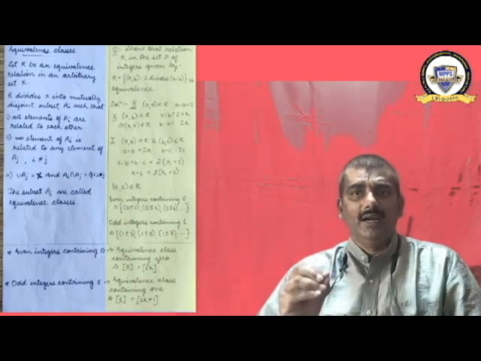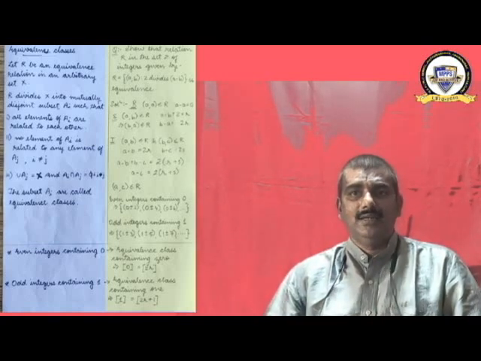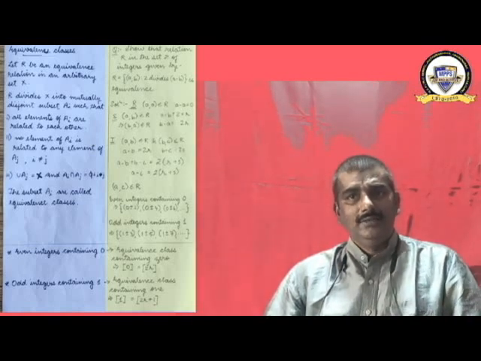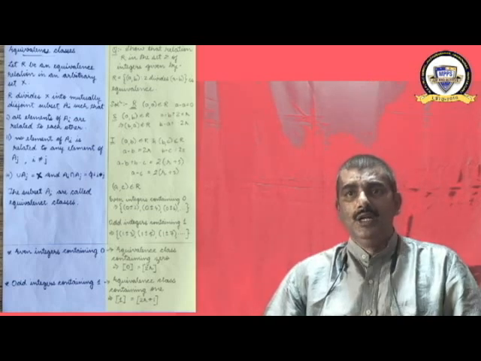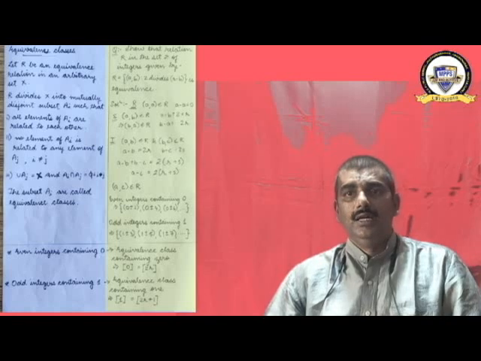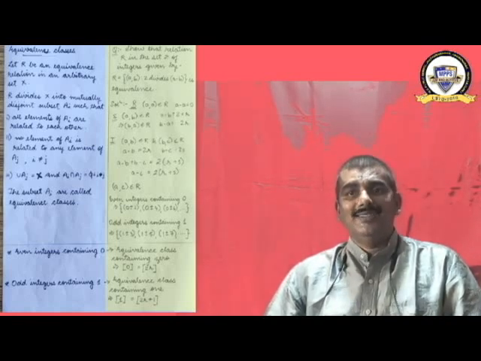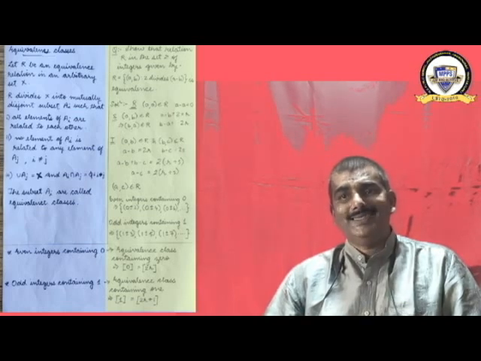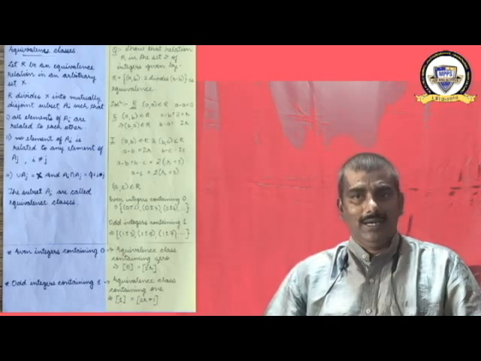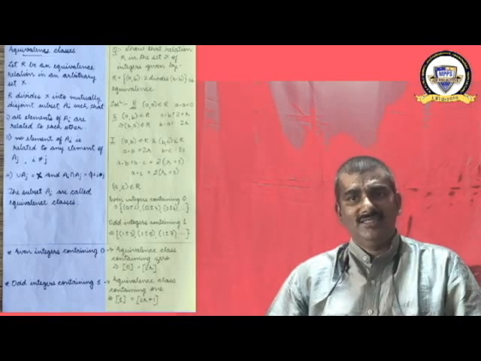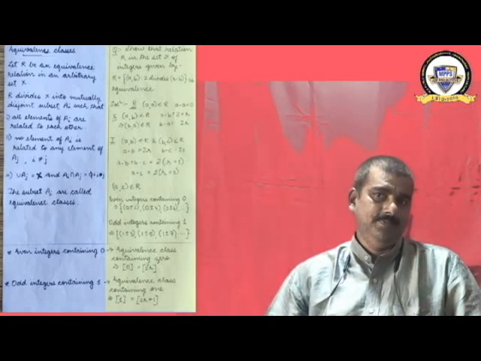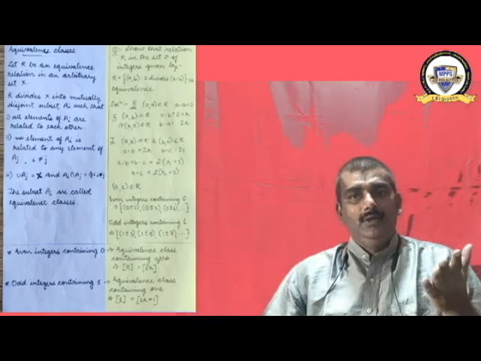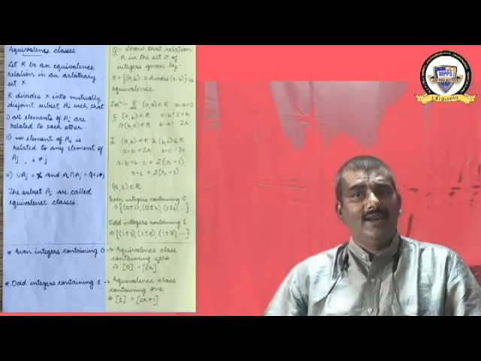Show that the relation R in the set Z. Z means numbers in integers. Z is the representation of the set of integers. Show that the relation R in the set of integers given by R = {(a, b) such that 2 divides a minus b} is an equivalence relation. 2 divides a minus b is an equivalence relation. See, we are going to prove that it is an equivalence relation.